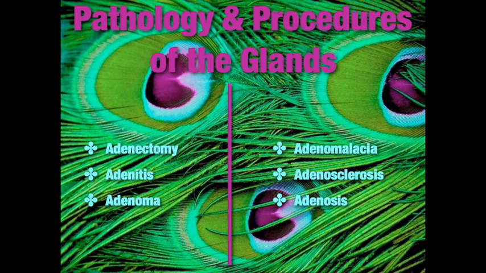Adenomalacia is the abnormal softening of a gland. Adeno means gland, and malacia means abnormal softening.